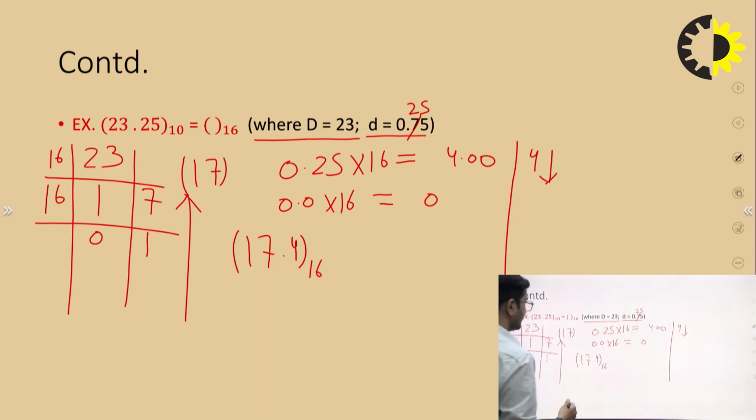So that's how we can convert any decimal number into any other base by just division and multiplication.